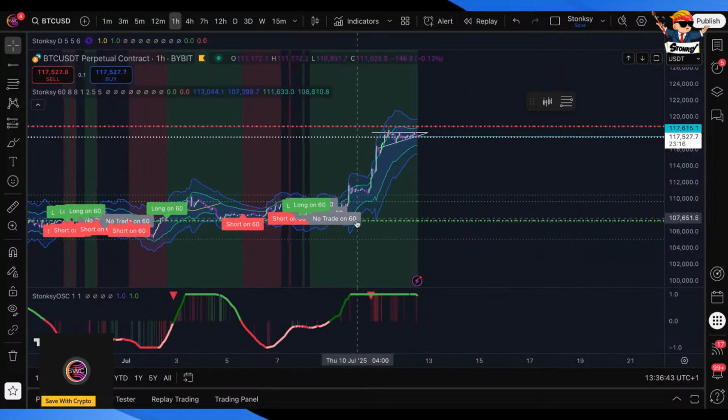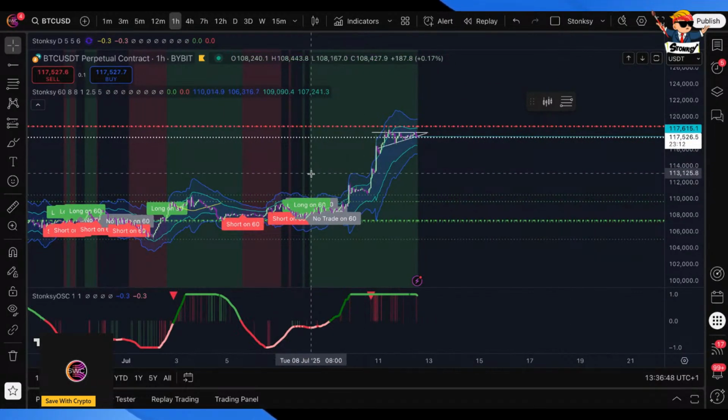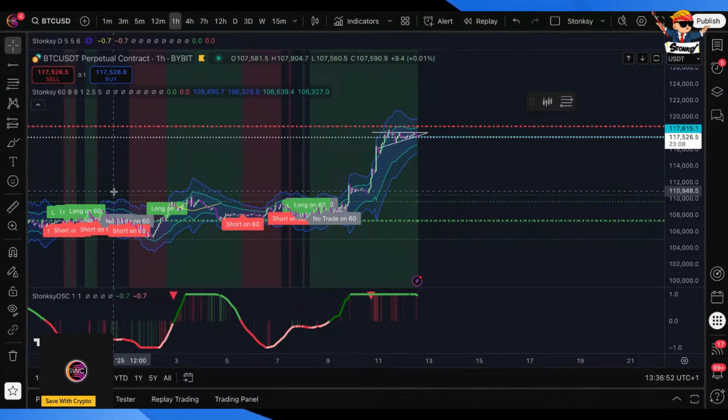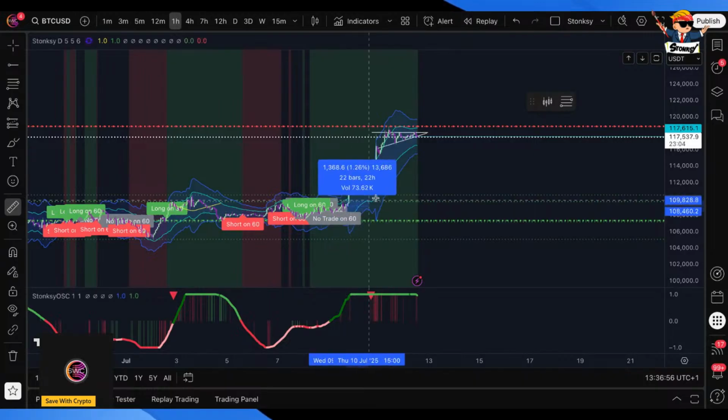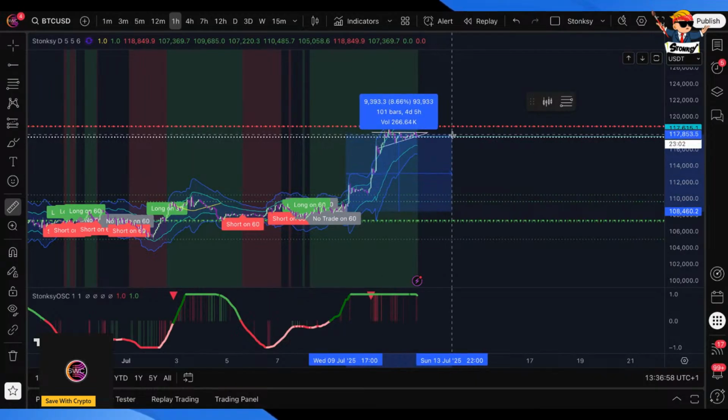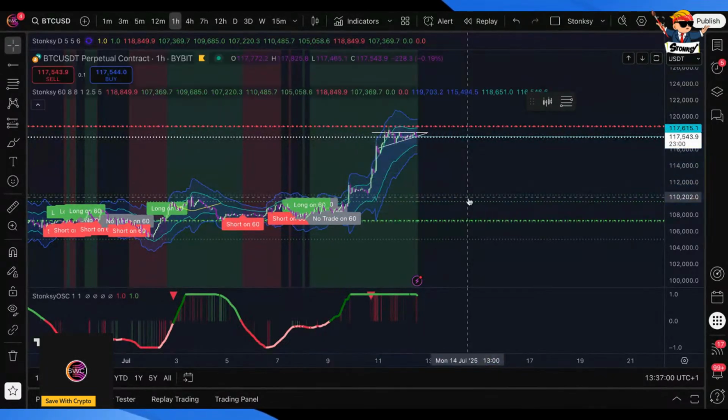You can see here that the Stonksy thing has been green on the 1 hour since 8 o'clock on Tuesday morning, and it's had a good run, hasn't it? Because we were down here somewhere, and that's gone up, you know, 8%. So that's very nice.